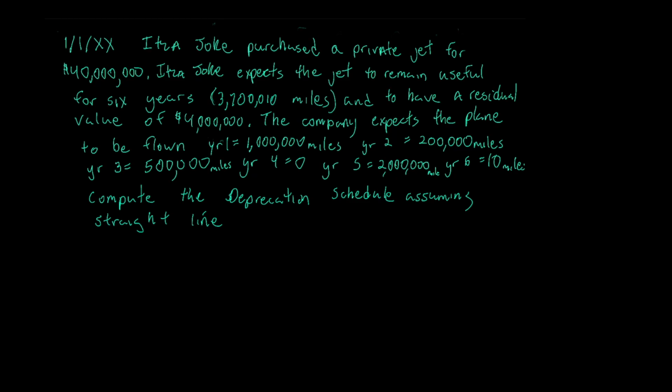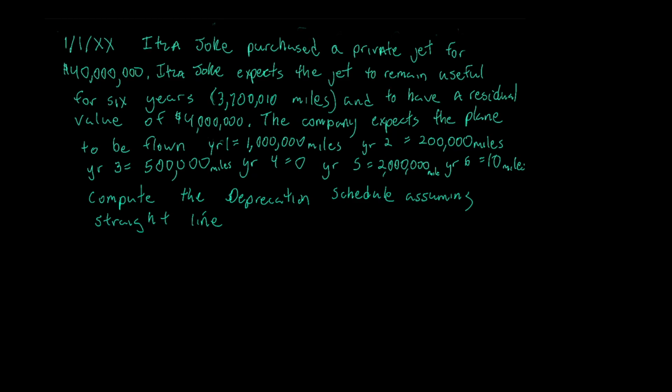January 1st, It's a Joke purchased a private jet for $40 million. It's a Joke expects the jet to remain useful for 6 years with a total of 3,700,010 miles and to have a residual value of $4 million. The company expects the plane to be flown 1 million miles the first year, second year 200,000 miles, third year 500,000 miles, no miles flown in year 4, fifth year 2 million miles, sixth year 10 miles. Compute the depreciation schedule assuming straight line.